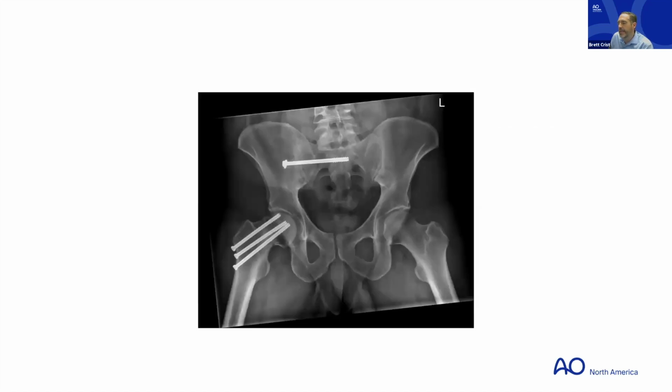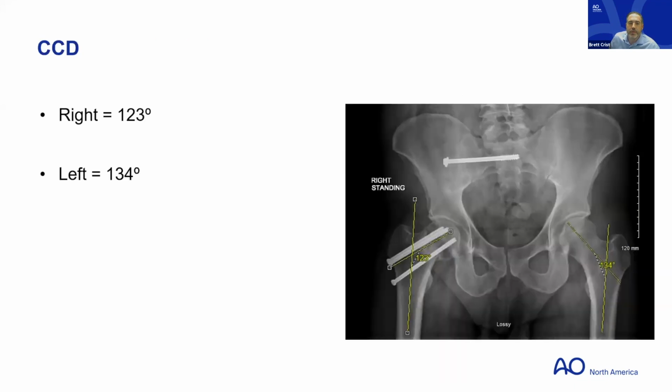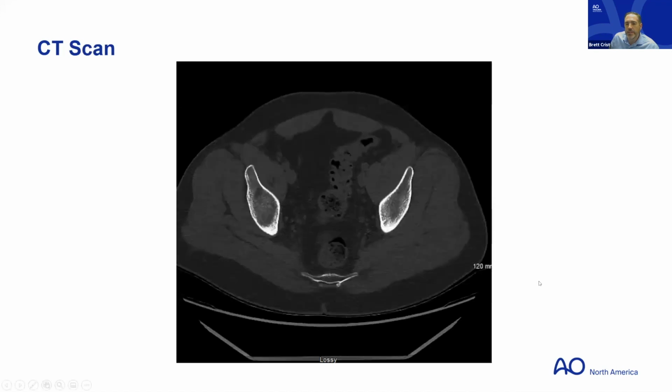And if I didn't say it, he didn't have any history of infection. Here's somewhat of a frog leg or Dunn view. He does have an excessive alpha angle on both sides, but didn't have any previous hip pain prior to this injury. So I got his Powell's angle at about 85 degrees. His CCD angle, and this is with him standing, I could have done the supine one, but this is with him standing, I got the right side 123, left side approximately 134. And then here's the CT scan.